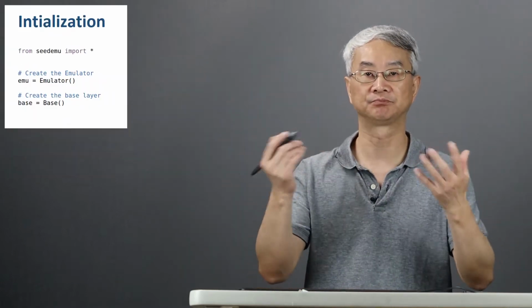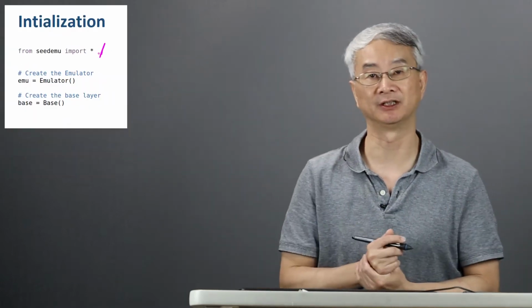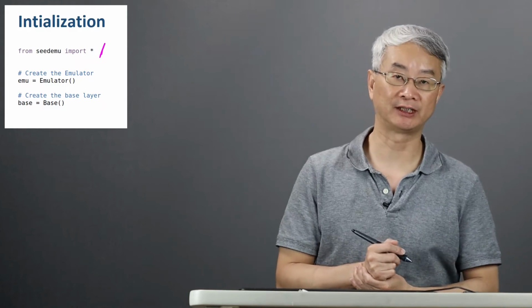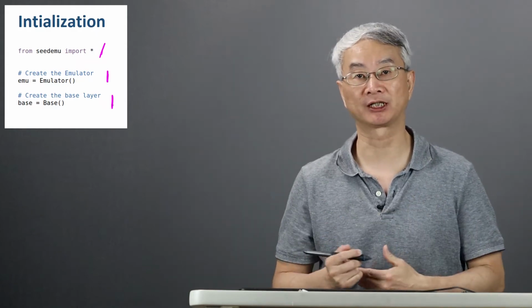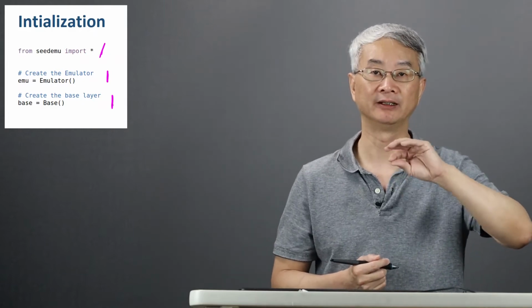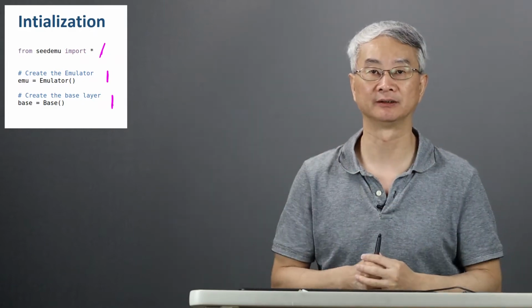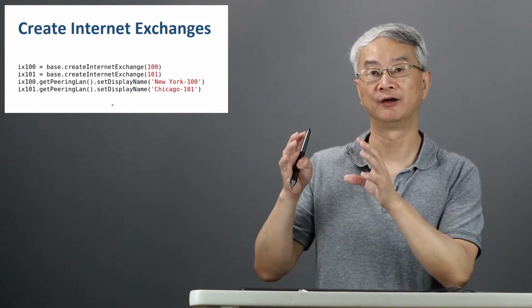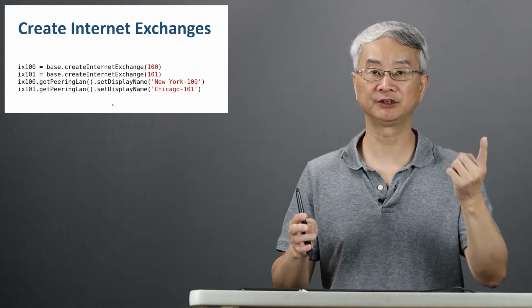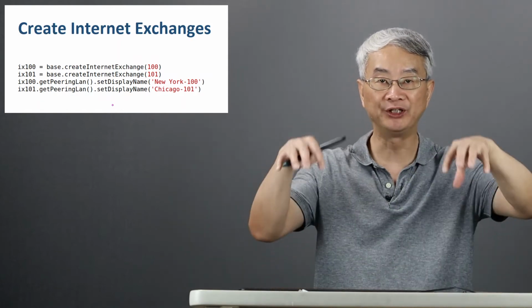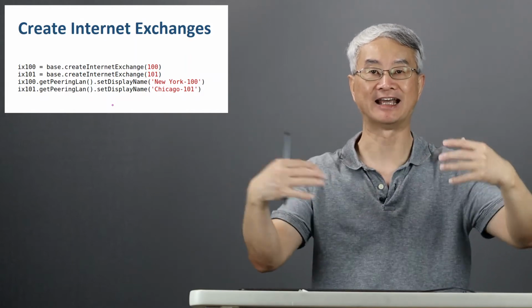Now, first, you're going to initialize. We're going to import all the libraries from this project. After you import that and initialize, you create an emulator object, and then you create the first layer, the base layer. The base layer is what consists of the internet. On top of base, we're going to create those physical nodes. The first thing we need to do is create internet exchanges, because that's where the networks connect to each other.